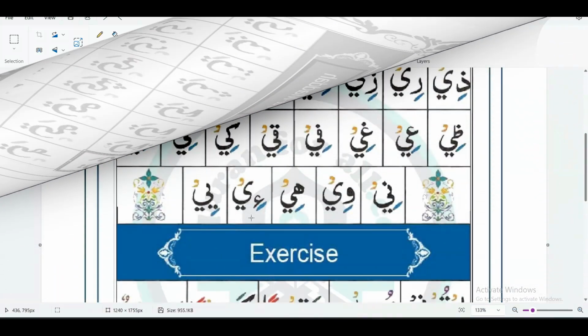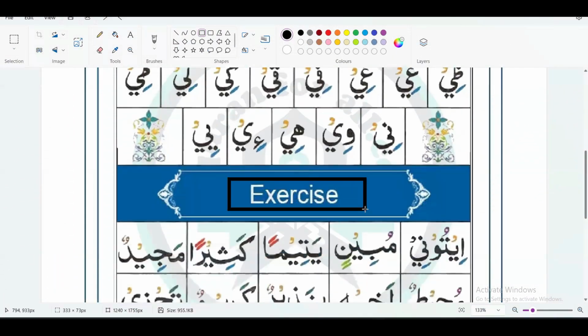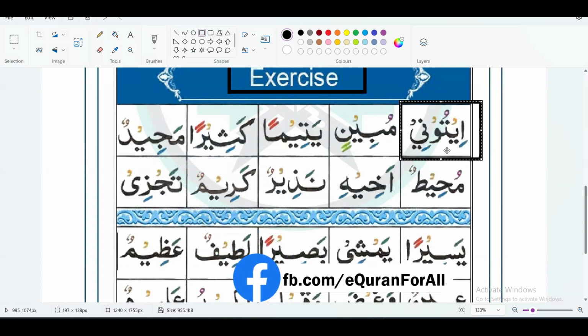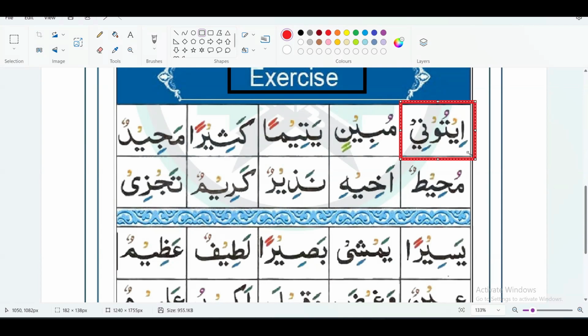Okay, so let's start the exercise. Start from the first word. And first of all, tell me, is there any madda letter you see in this word? I see Ya Madda. So in this word, there are two ya. Which one is ya madda? First one or second one? Or both? First one.